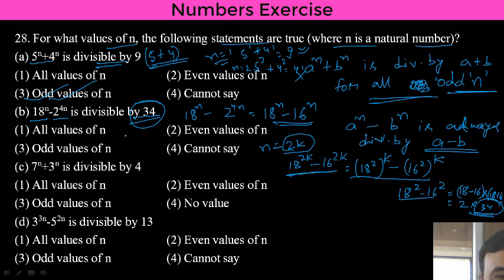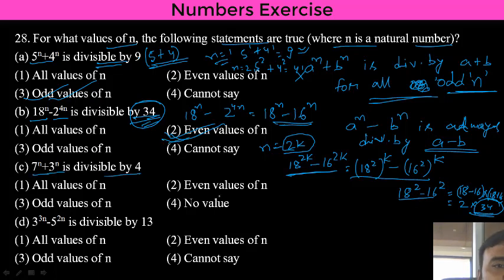Right? This number is straight away divisible by 34. So if n is any even value, it will be divisible by 34. If it is an odd number, it may not be. If it is an odd number, then it will definitely not be divisible by 34, in fact. But if n is an even number, it will be divisible by 34.